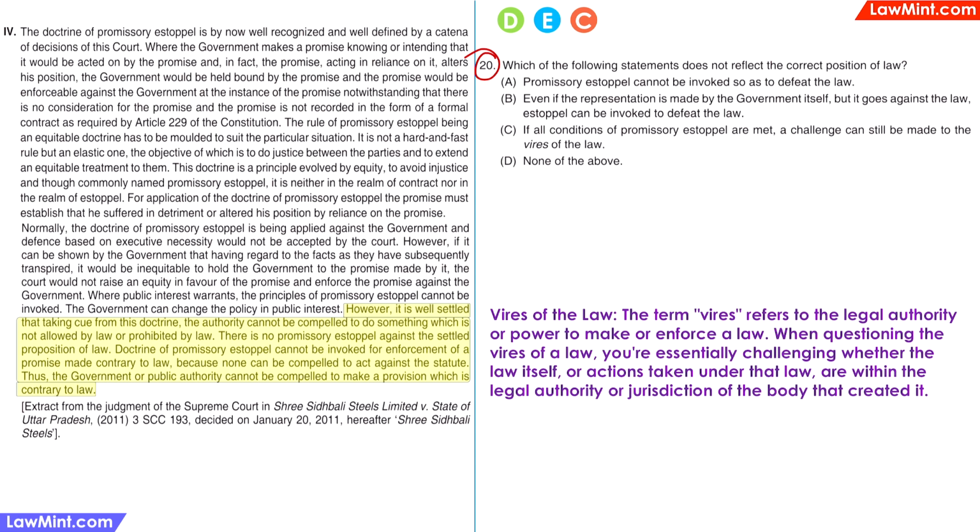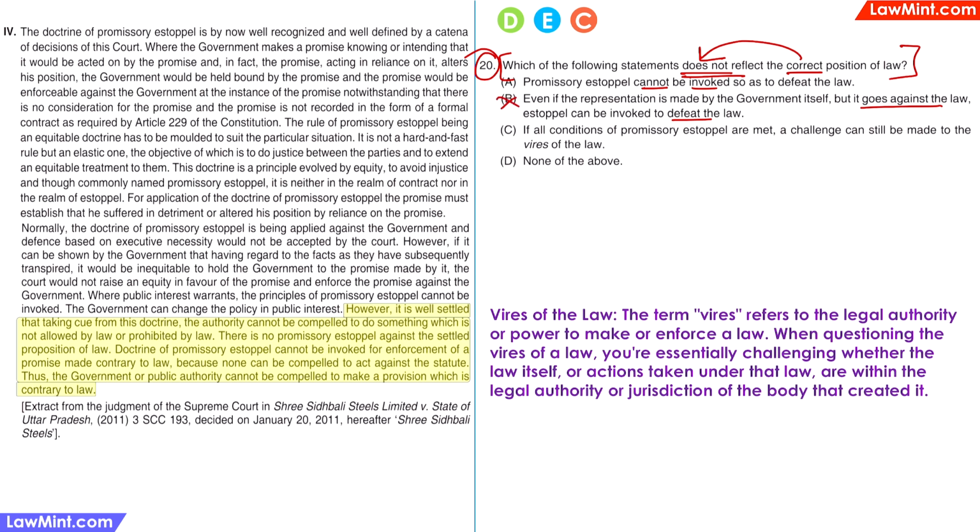Question number 20 is asking which of the following statements does not reflect the correct position of law. That is, which of the options is incorrect. Make sure that you read the question properly. This question is not asking us to identify the correct statement, but to identify the incorrect statement. Promissory estoppel cannot be invoked so as to defeat the law. This is a correct statement, because the courts cannot enforce a promissory estoppel if such an enforcement results in violating any applicable law. Even if the representation is made by the government itself, but it goes against the law, estoppel can be invoked to defeat the law.